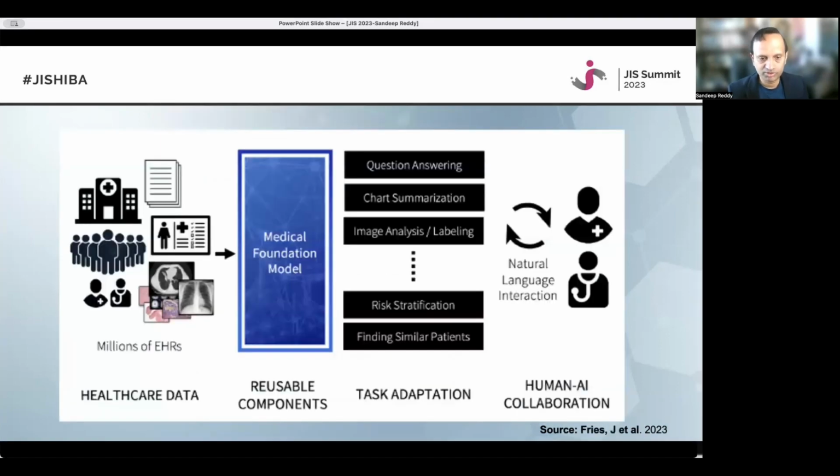So if you consider all those examples, you can potentially start to see large language models as kind of a medical foundation model upon which various purposes and functionalities can be developed, including question answering, chart summarization, image analysis, risk stratification, and finding similar patients. So there's going to be multiple uses of large language models.